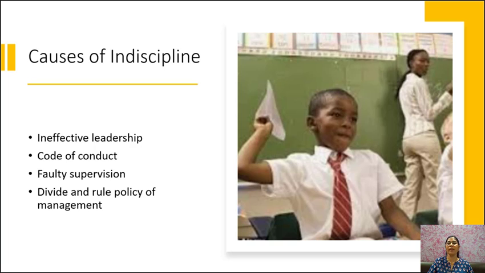The main causes of indiscipline are, first is ineffective leadership. When the leadership is weak, inflexible, incompetent, and distrustful of subordinates, it is often an instrument which makes for the creation of indiscipline among the employees. Second is code of conduct. Lack of a well-defined code of conduct to guide the behavior of both the parties.